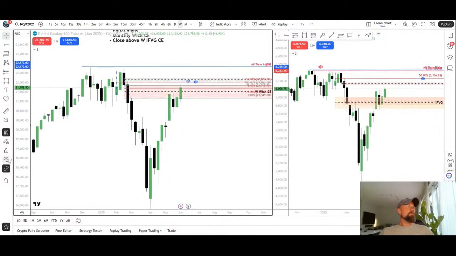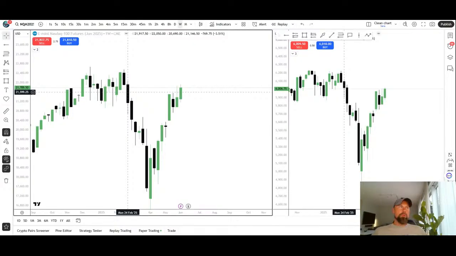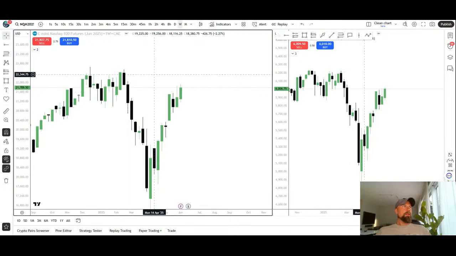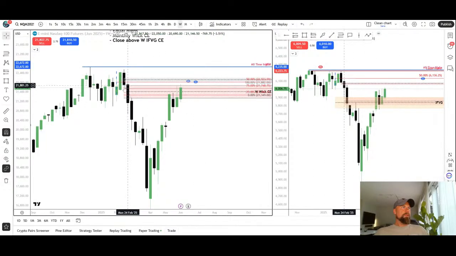We have this fair value gap here between this week low and this week high. We have traded into that and we have closed above the midpoint of this one. So that for me is a bullish sign also. And also here we have relative equal highs at the all-time highs. Here we have the weekly chart.